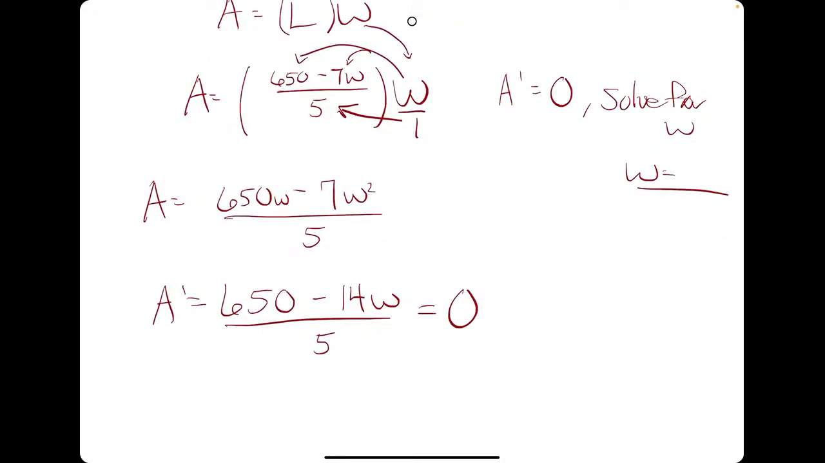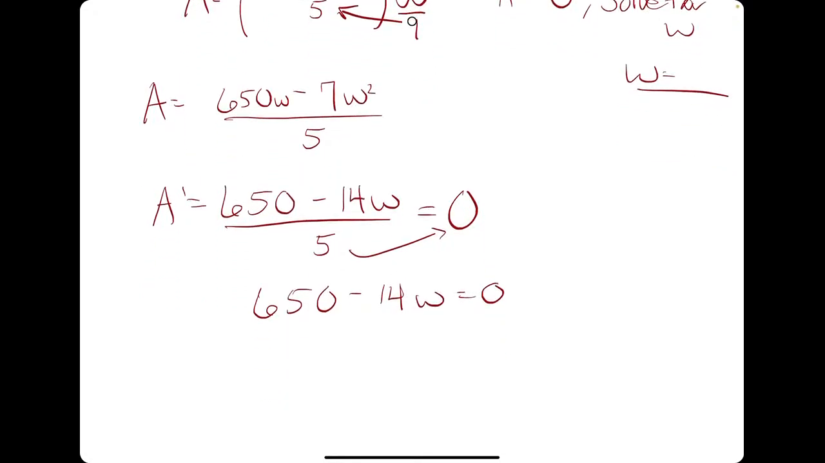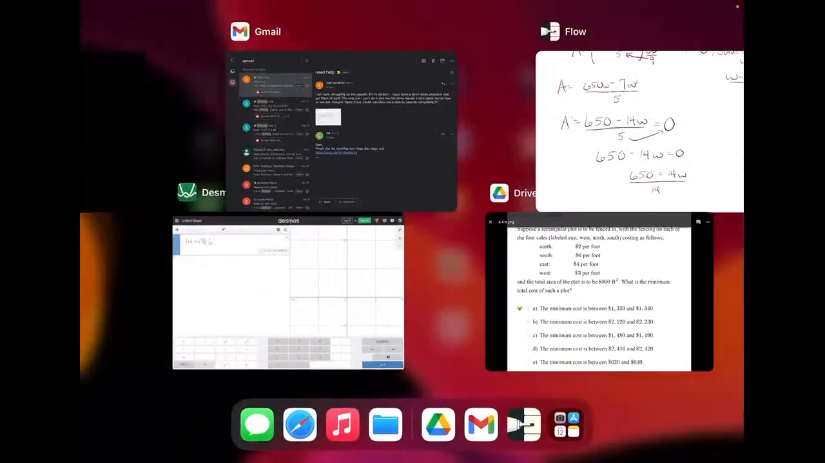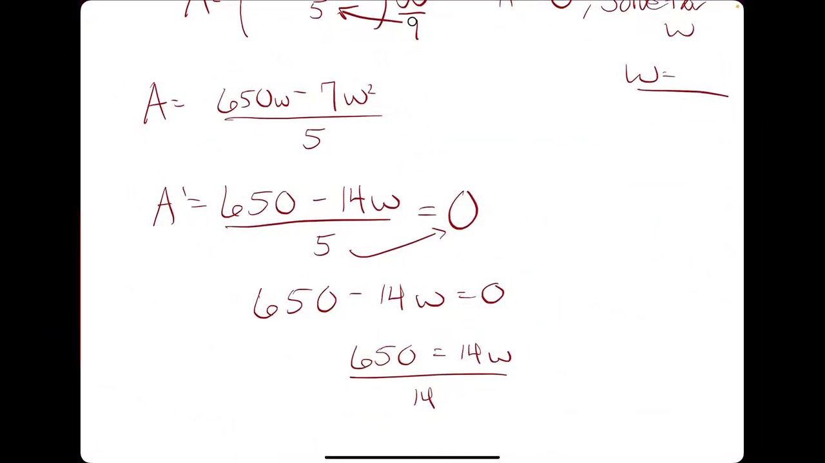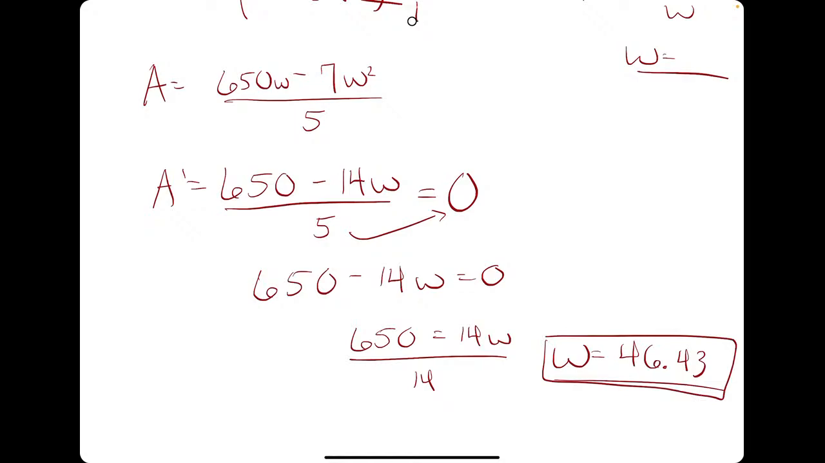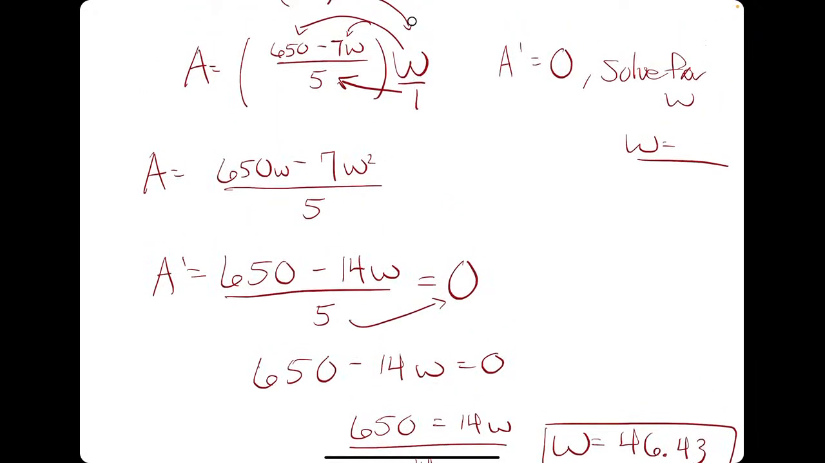So 650 minus 14W equals 0. We could essentially multiply by 5 to the other side, which is nice because we really just have the numerator equal to 0. So we're just going to solve this for W. Divide by 14. 650 over 14 is 46.43. So we get W is 46.43. This should be the width for which the area is at a max.